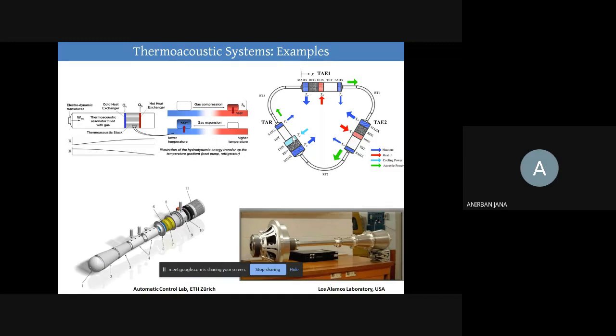So again, the cost is favorable, but the problem is it's not yet commercialized and it's still in the research phase, because you need to optimize these parameters really well. So that is one problem. And also, for commercial cooling, I don't think this is that useful for large scale cooling.